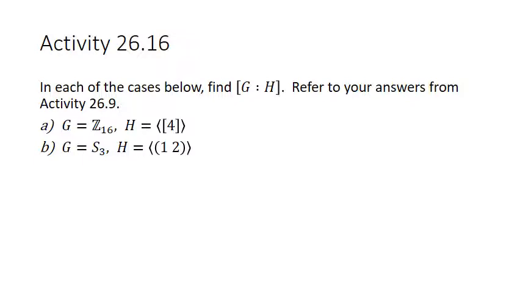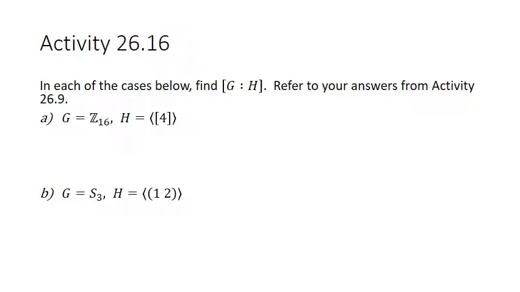Okay, so let's look at activity 26.16 here. That's going to ask you to calculate some indices. You can refer back to your answers to activity 26.9, but in fact both G and H in both of these are finite, so I think it's not too hard to just calculate the order of G and H and then divide. So go ahead and give this a try and then we'll go over it.